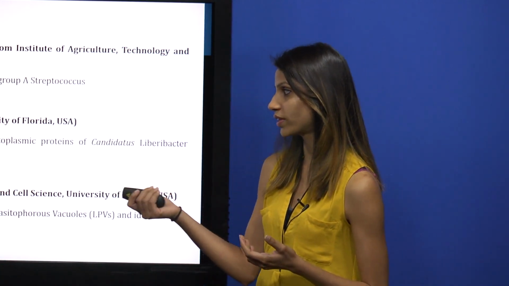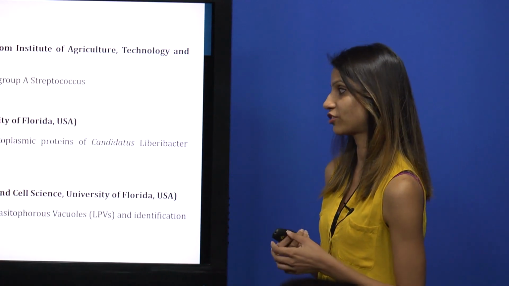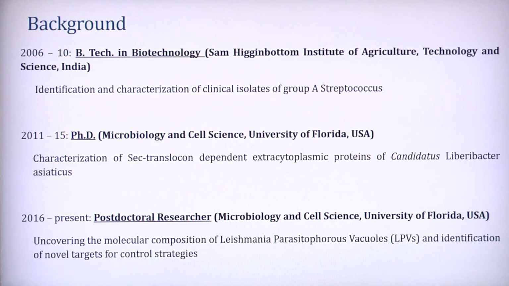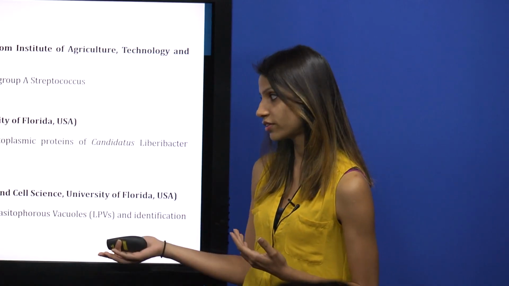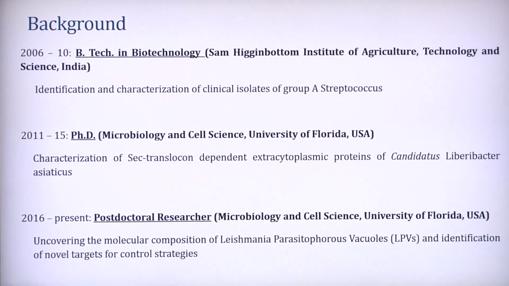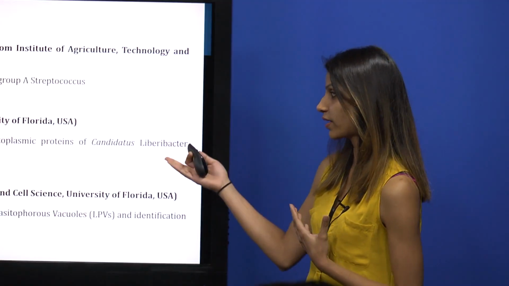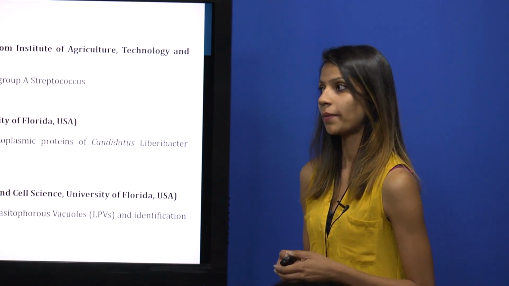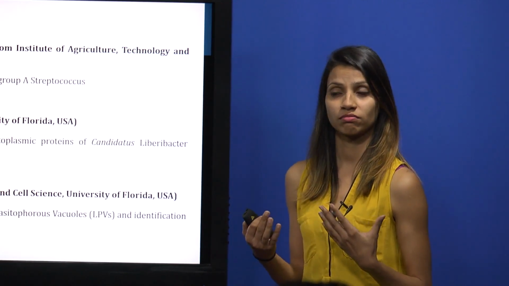And over there, my research topic was characterization of sec-translocon dependent extracytoplasmic proteins of Candidatus Liberibacter asiaticus, which is the causative agent of citrus greening, as you all must be knowing. We'll be talking more in detail about my PhD research and the research which I'm currently doing after graduating from my PhD in the same department, because I thought that it was very rewarding working with a plant pathogenic bacteria, but I also wanted to do something which was close to home for me.